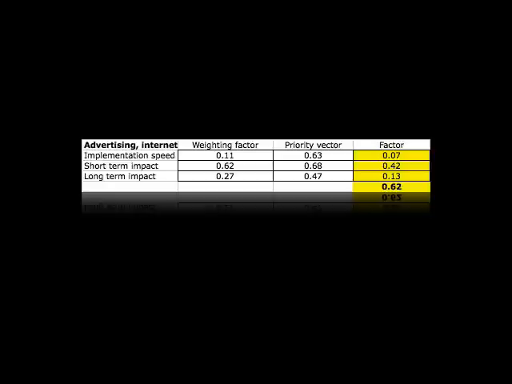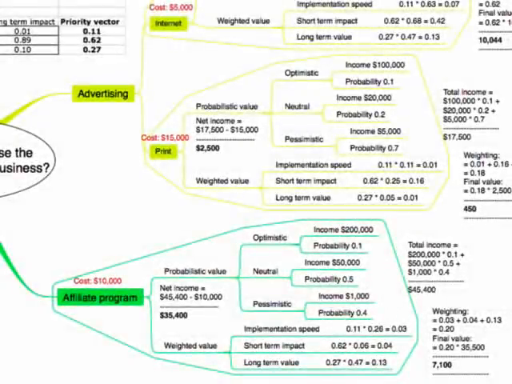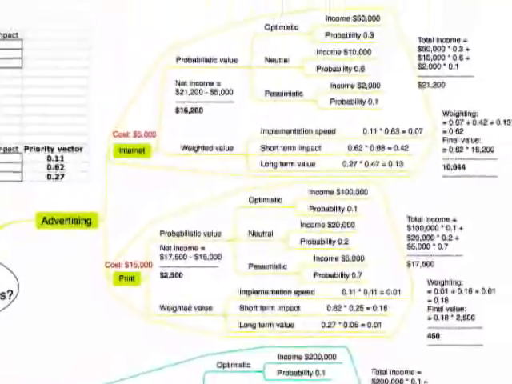Then you would multiply by the probabilistic beneficial value you calculated for that option and come up with a decision based on the final number. In the case of internet advertising, that would be 0.62 times 16,200, which gives you an answer of 10,400. When you have done this, it may well change your decision. In the case of our example, the fact that it was more important for us to get an immediate return on investment meant that the decision was changed from setting up an affiliate program to internet advertising.